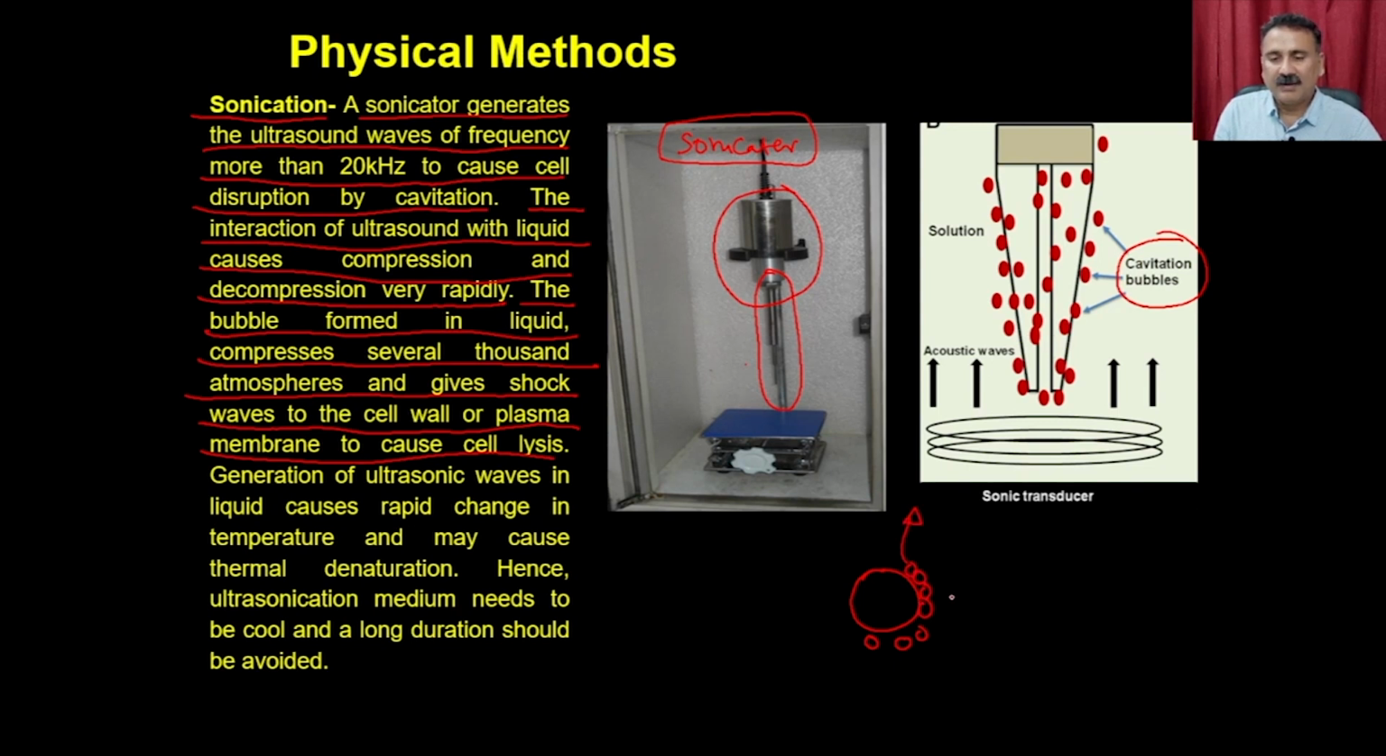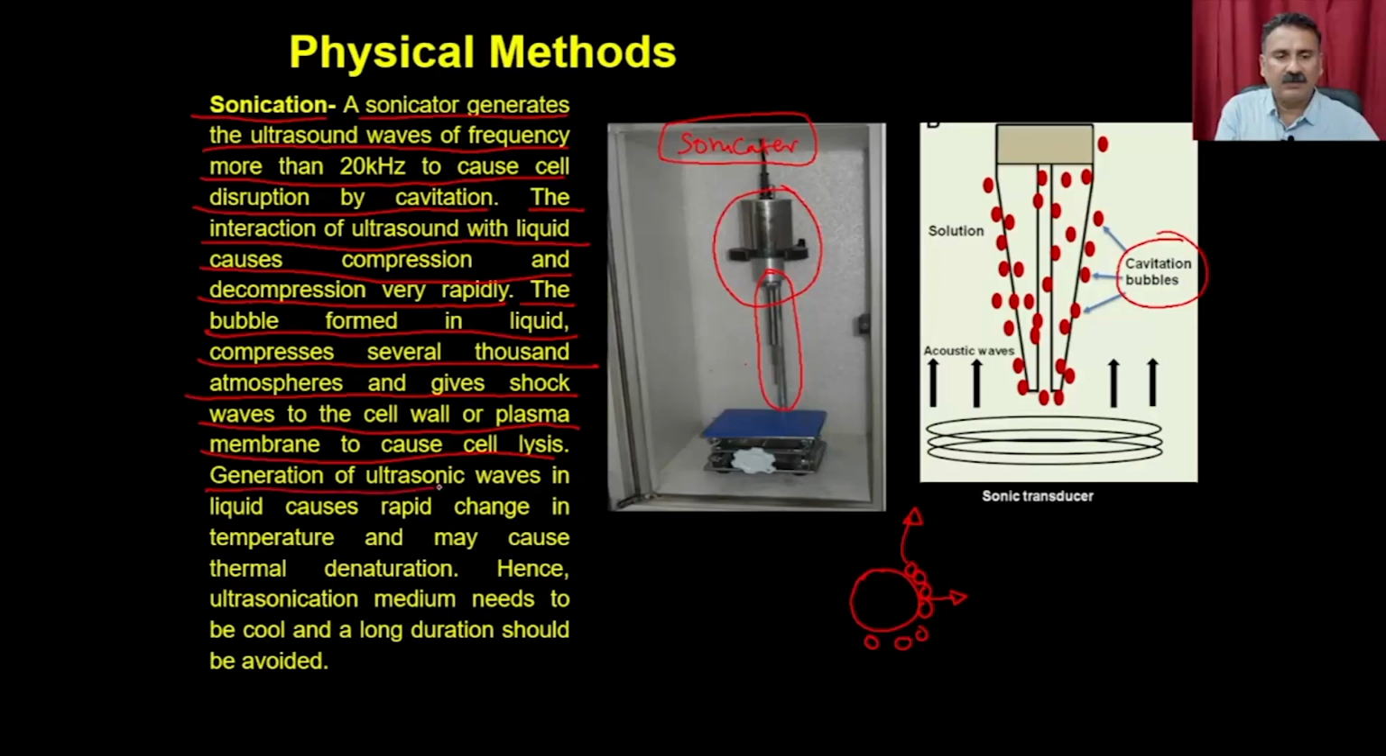When it rolls over the cell, it causes a pressure difference, and because of that pressure difference the cell is going to expand. When this happens very rapidly, the cell cannot adjust its volume, and that's how it's going to be lysed. Generation of ultrasonic waves in the liquid causes rapid change in temperature and may cause thermal denaturation. Hence, the ultrasonication medium needs to be cool and a long duration should be avoided.